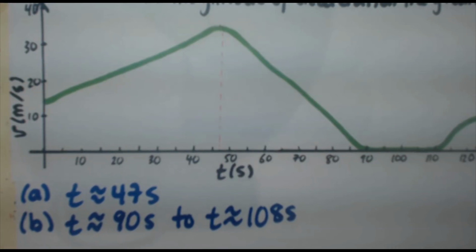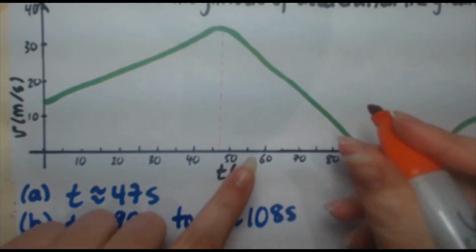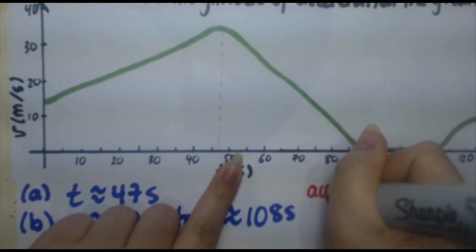All right, part C, during what periods was acceleration constant? Now remember we're dealing with a velocity time graph. Acceleration is the slope of a velocity time graph. That's very important. So if you don't have that, write it down.